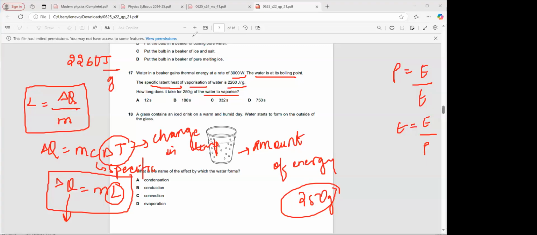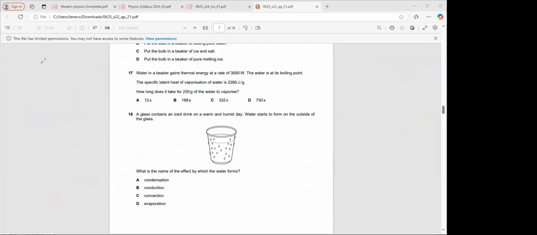What? I'm not understanding. Wait. See, delta Q is equal to ml. You have understood this part. What is L?